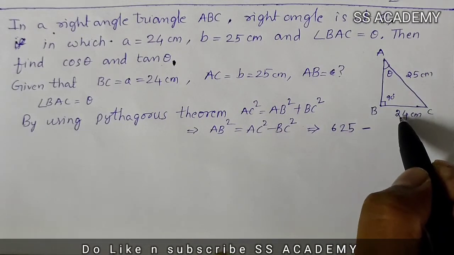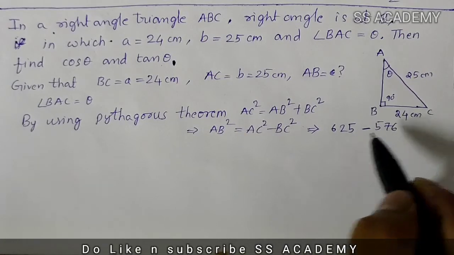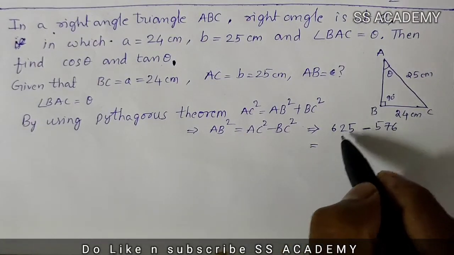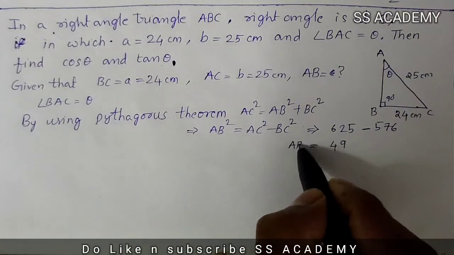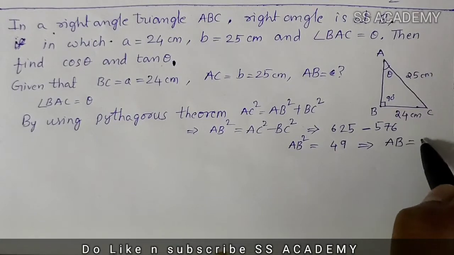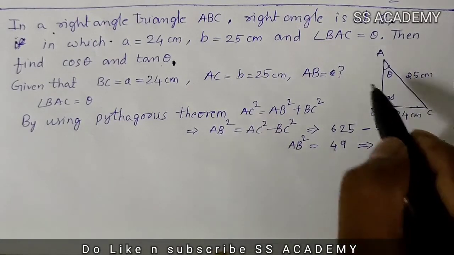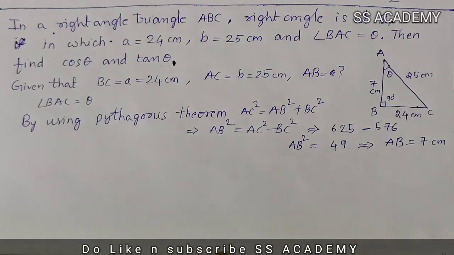BC square means 24 square. 24 square means 576. This value will become 49. So AB square equals 49. That implies AB equals 7 centimeters. So we got AB, which equals 7 centimeters.